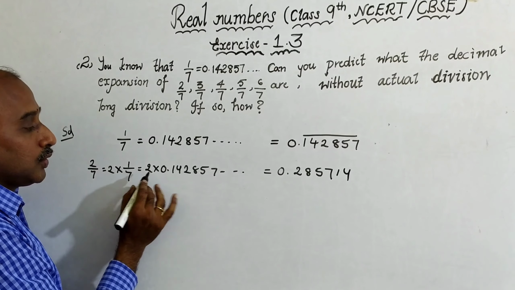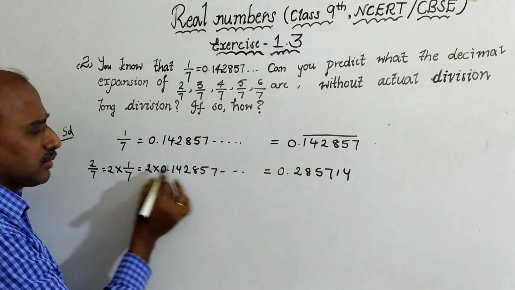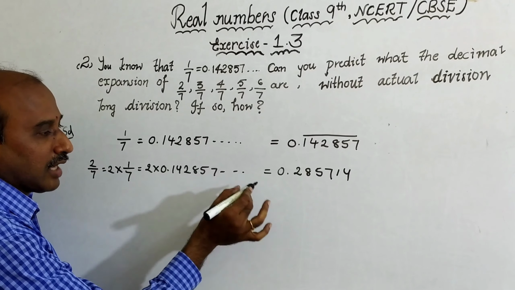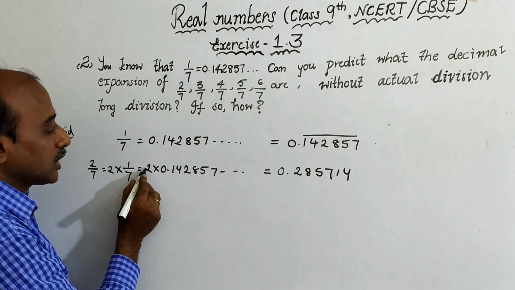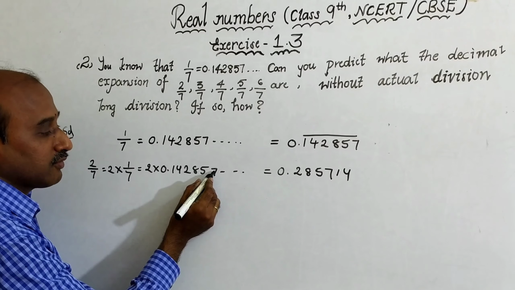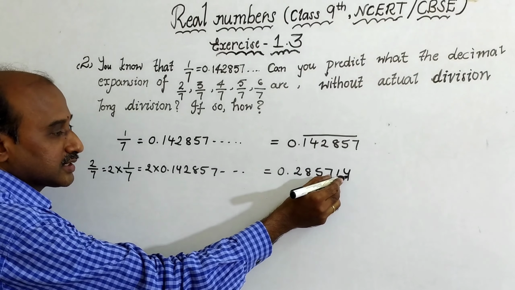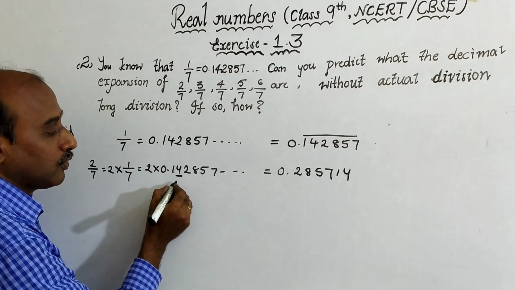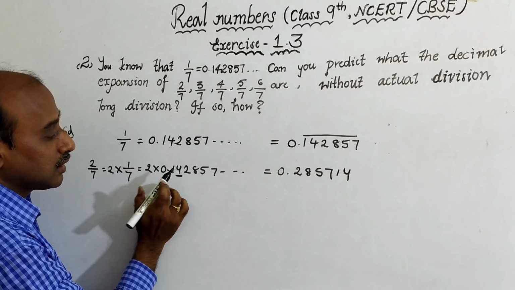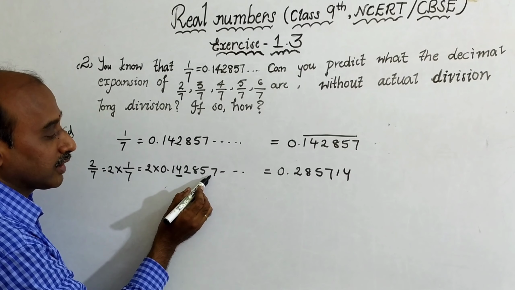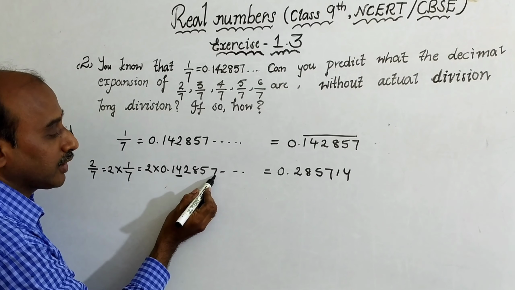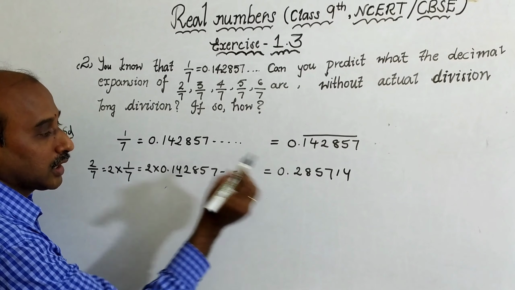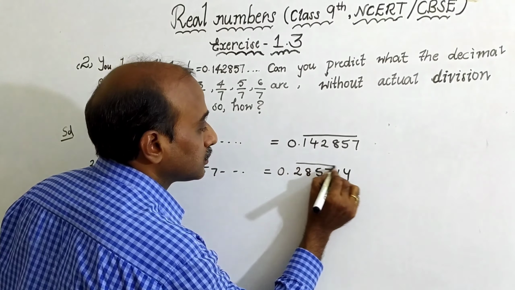Listen carefully. If you want to multiply with 2, you can multiply in general. Otherwise, if you want to write the value directly, what do you have to do? First, see 2 into 7. 2 7s are 14. 4 is the last digit. So after the last digit 4, what is next after the 4? 2857. You can write 0.2857. Come to first: next one is 1, then 4, like this. Now you can take the bar here.